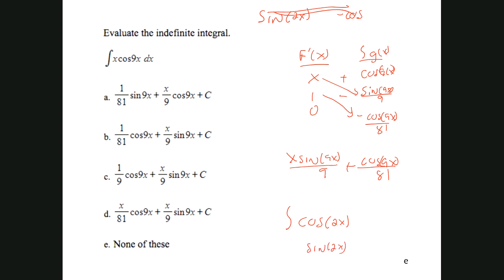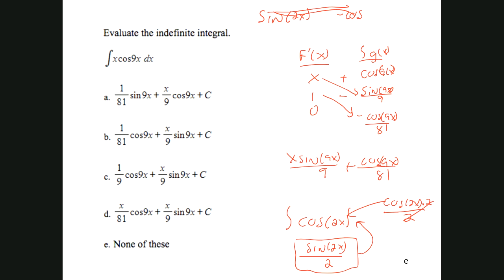divided by 2. Now, why do I divide by 2? Well, guess what? If you take the derivative of this, you better get this back, right? Well, if I take the derivative of sine of 2x, that's cosine 2x times 2. Well, that's where it crosses off that 2 on the bottom. Booyah, I do get the answer.